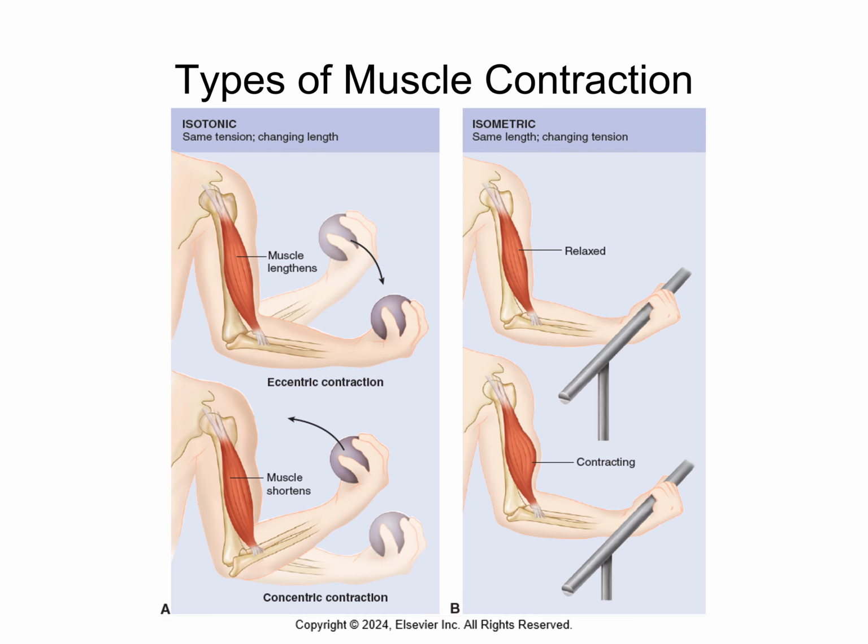Now, isotonic is same tension, changing length, whereas isometric stays the same. For instance, like I said, we're doing a push-up and we hold a plank, or we're pushing up against the wall. We're going to hold it there. We're not going to create any movement, but we're going to cause tension, same length, changing tension.